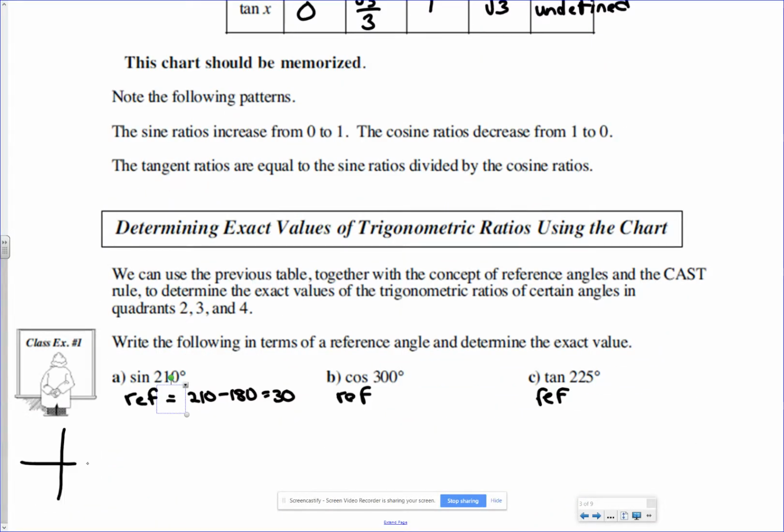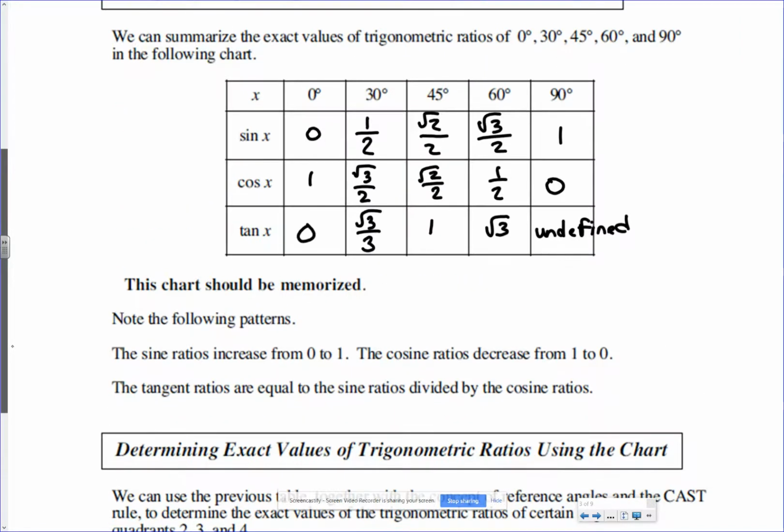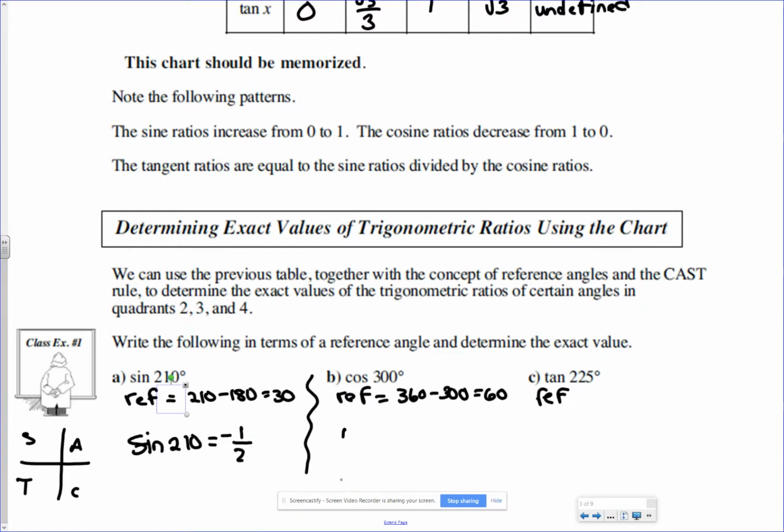And then if I use my CAST rule, this lands in my third quadrant, so this would give me a negative 1/2 for my sine of 210. Because my reference angle says it has to be 1/2, and the third quadrant states it should be negative. So if I look at my reference angle for cosine of 300, that would be 360 minus 300, giving me a reference angle of 60. So if we look at our chart up there, a reference angle of 60 for cosine is 1/2. And then I'm in my fourth quadrant, so this would give me a positive answer. So cos of 300 is equal to a positive 1/2.